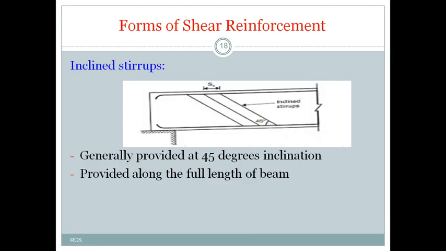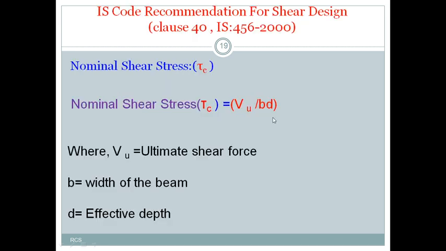Finally, we have the inclined stirrups. These inclined stirrups are generally provided at an angle of 45 degrees over the full length of the beam, like this. Then we will discuss the IS code recommendation for shear design. First, we have to calculate the nominal shear stress. The nominal shear stress, tau v, can be calculated using the earlier formula, that is, factored shear force divided by the cross-sectional area of the beam. From this formula we can calculate the nominal shear stress.